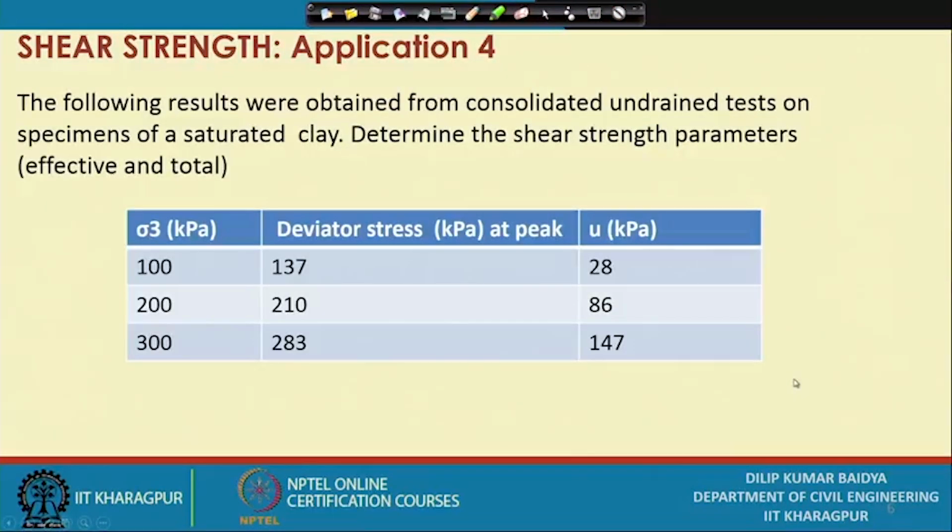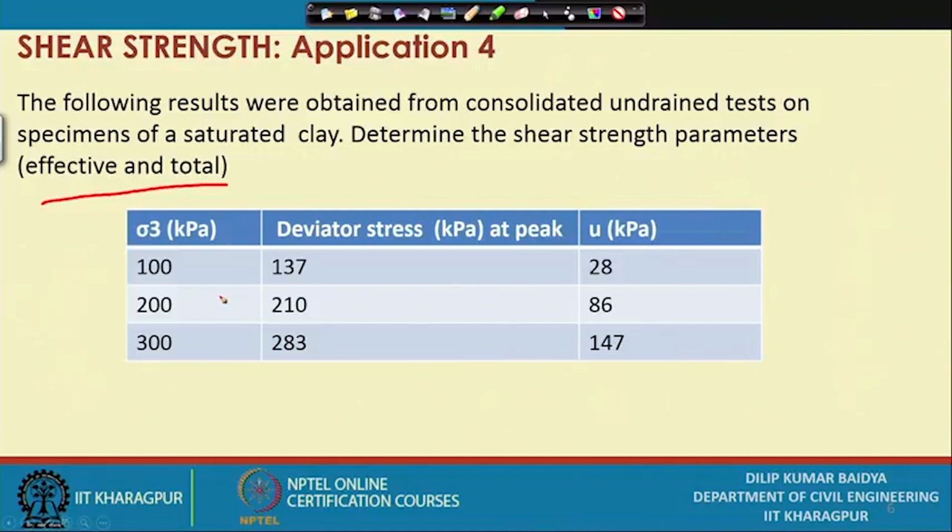Now, this is the last application, and you can see here that the following results were obtained from a consolidated undrained test on specimens of saturated clay. Determine the shear strength parameters, effective and total. The problem is almost the same, but I will explain without using the Mohr circle. I do not want to use graph paper, I want to do it mathematically. So, how to do that?